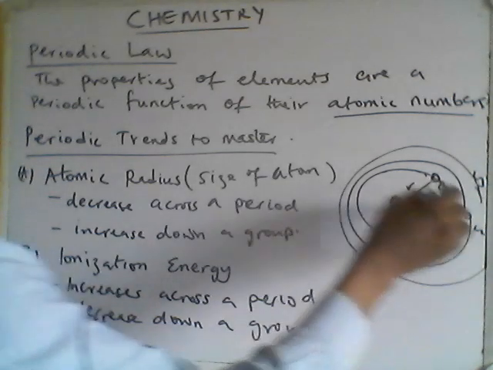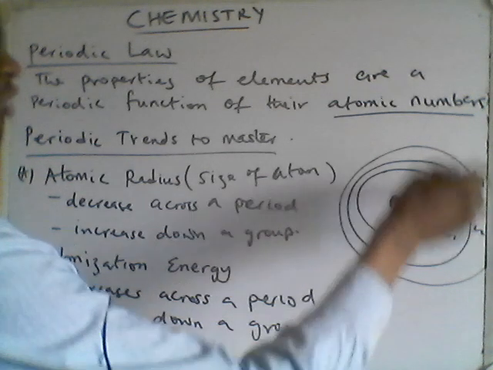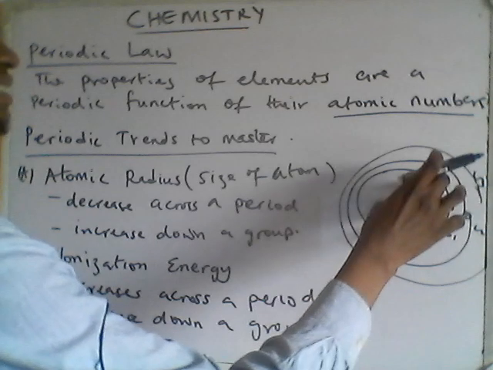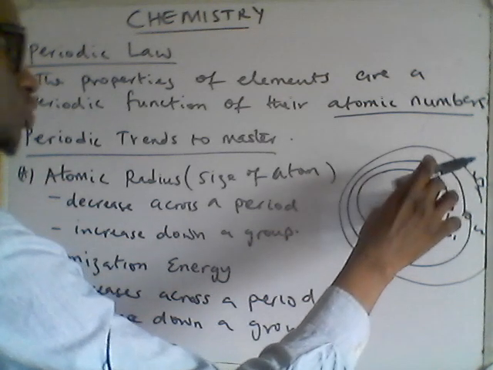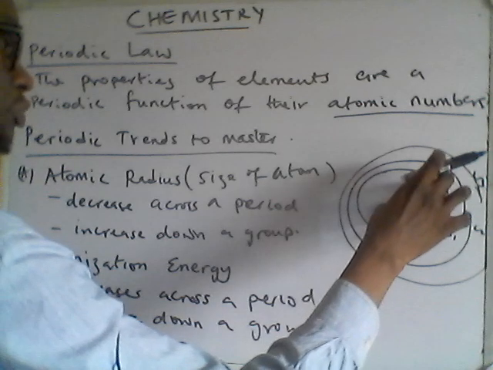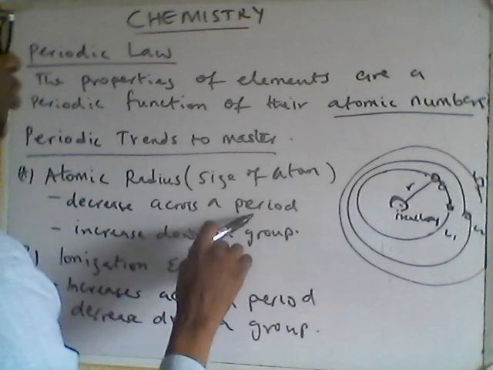As you add more electrons on this same orbit, the distance between the central nucleus and the orbiter will reduce. That is the atomic radius. It will reduce. As it's reducing, you see that the trend will be there.